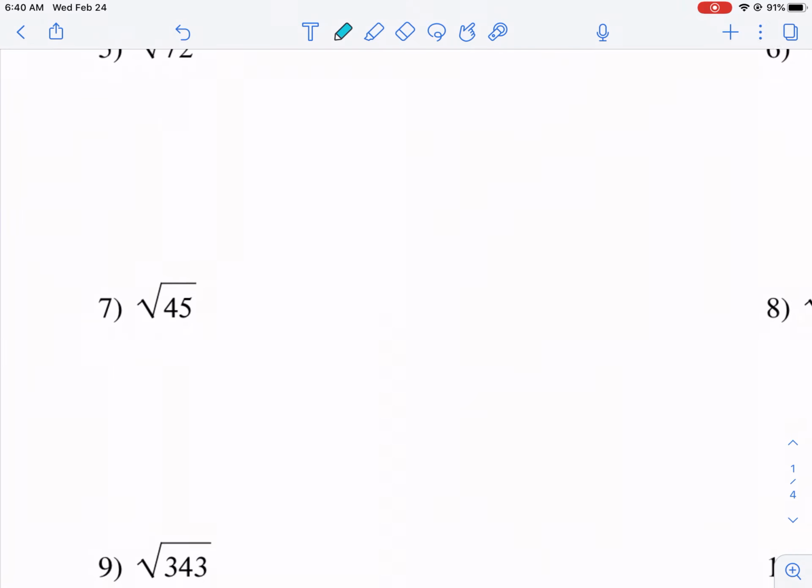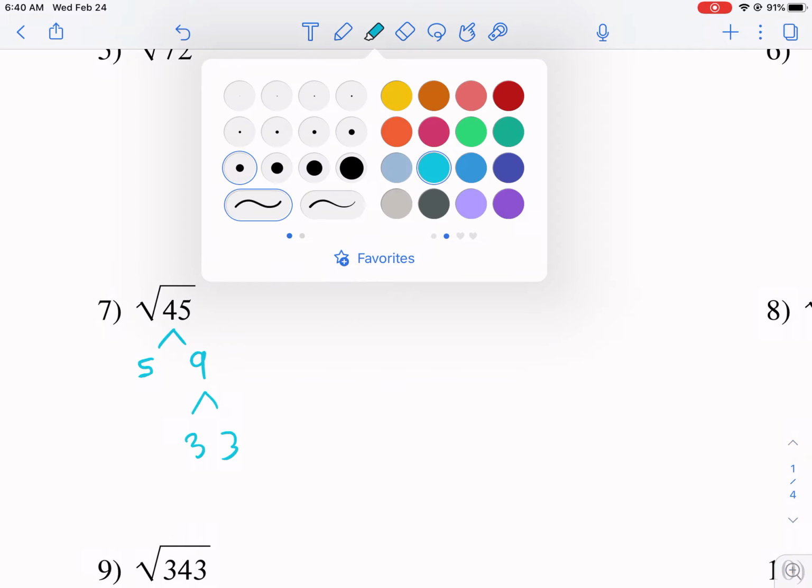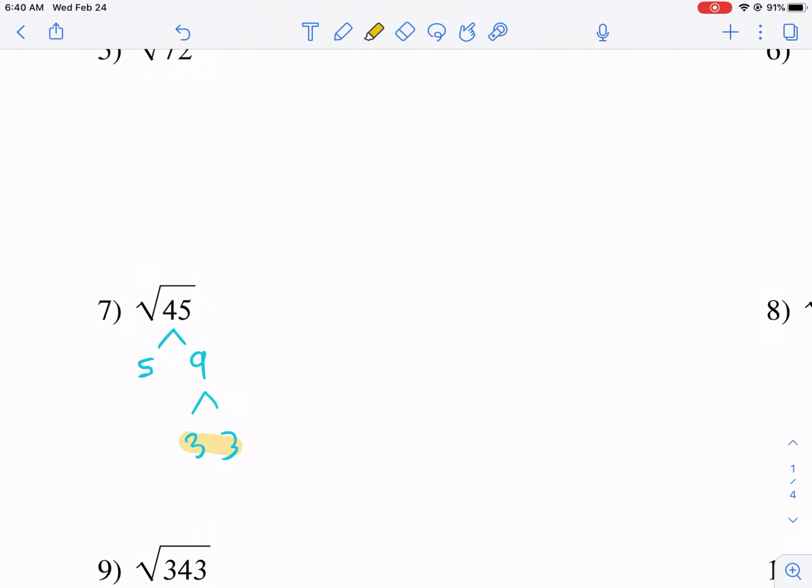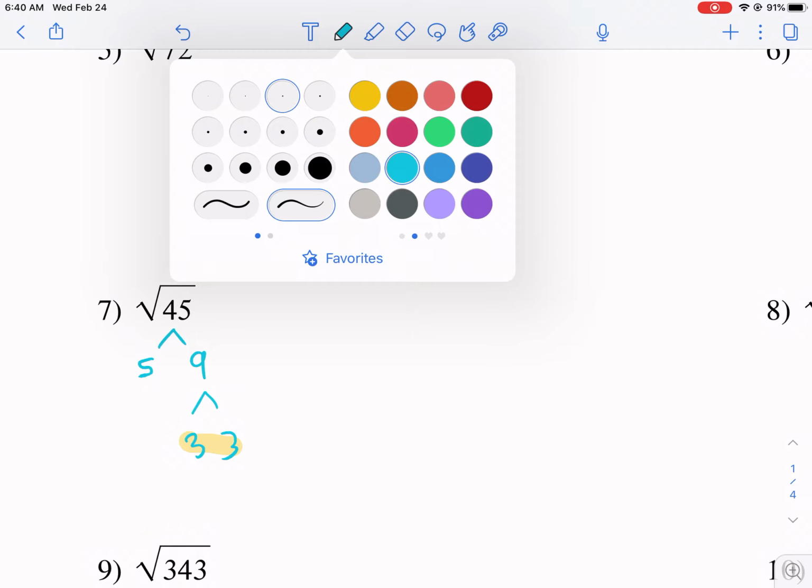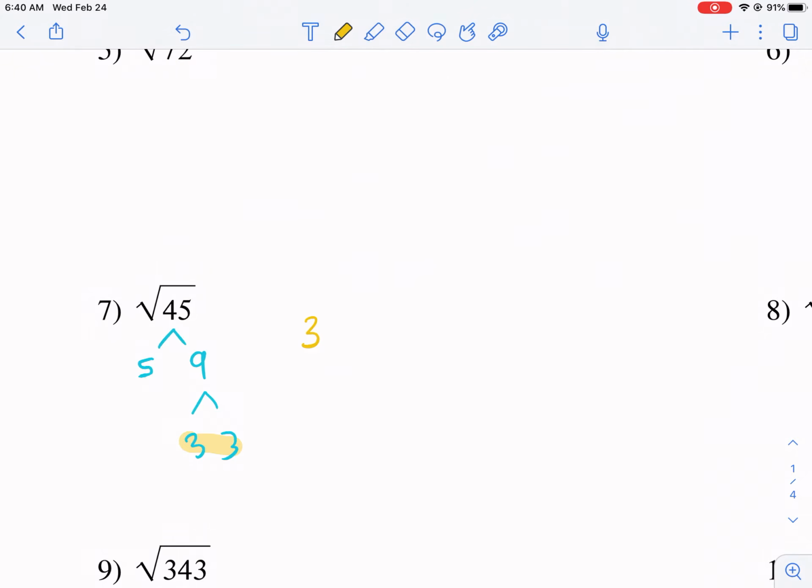We can do one like square root of 45. Okay, we're going to do this a little bit more quickly now. We get 5 times 9, and we get 3 times 3. 3 is the only pair there. Okay, so 3 is a pair. We're going to take out the 3. 3 leaves the house, and that is square root of 5. Just as a reminder, this could be rewritten as square root of 3 times the square root of 5. That's the same thing as 45. That's the square root of 9 times the square root of 5.